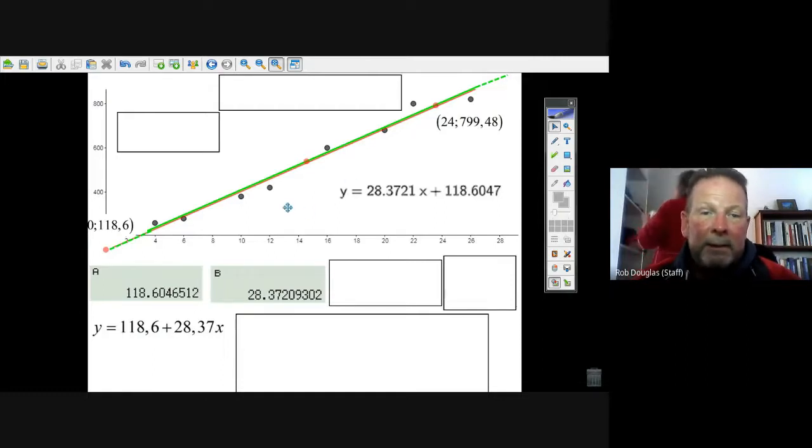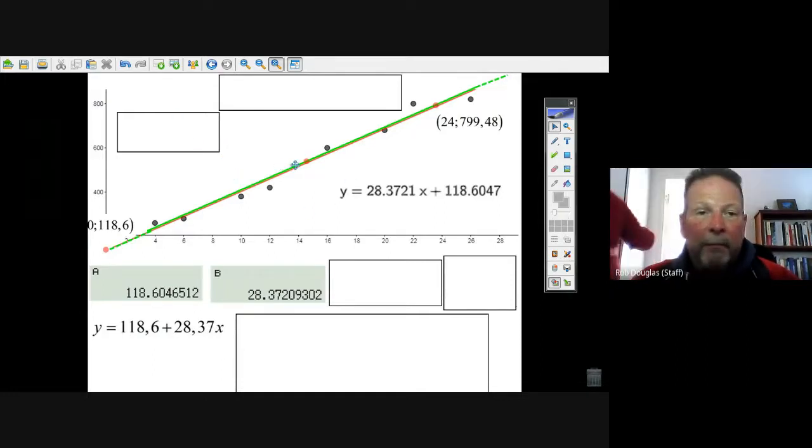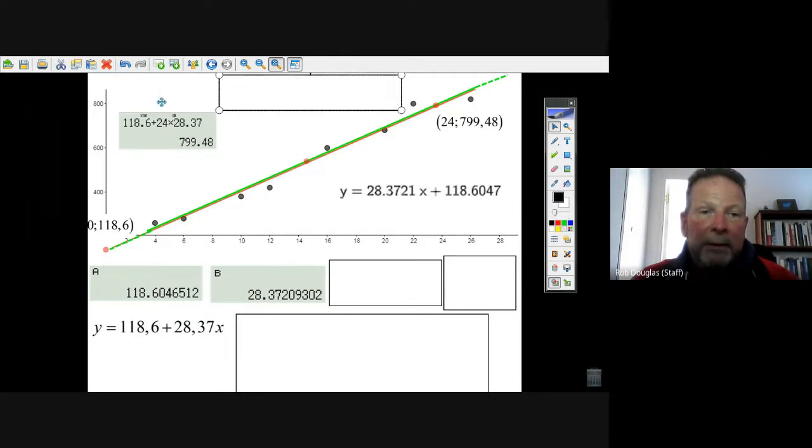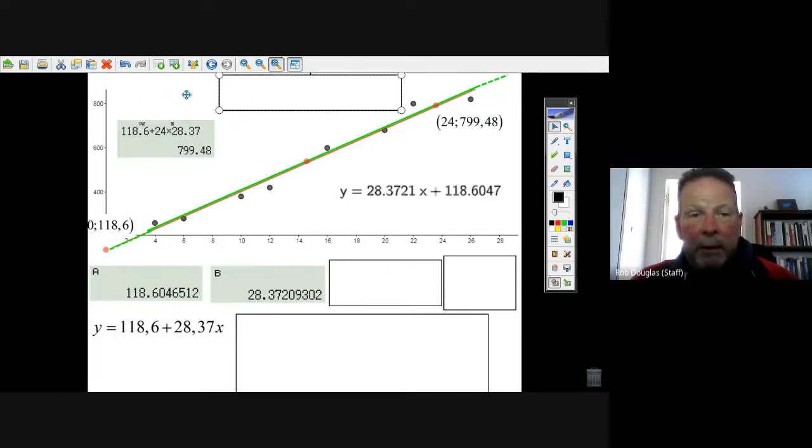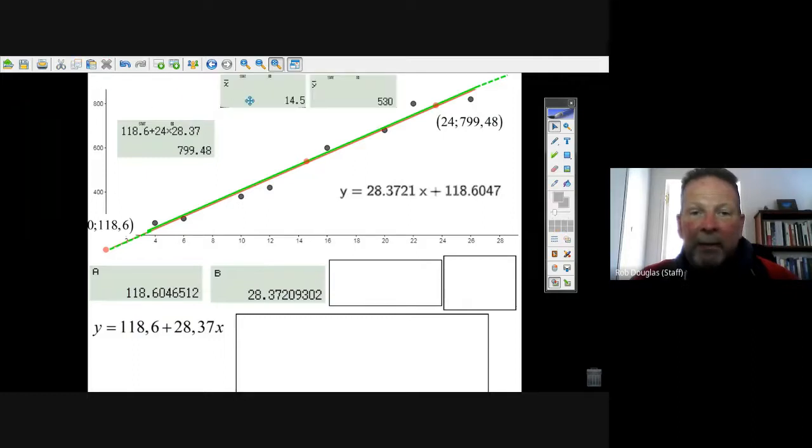Some people like to find the mean of both things. So there's the line. I put 24 in there. I put it into my calculator, and I got very close to 800. But you can also go back and look at the data and press variance when you go shift stat and get the mean. So you can graph 14 and a half and 530, and that will fit right in the middle of the line. The mean of the x values and the mean of the y values.